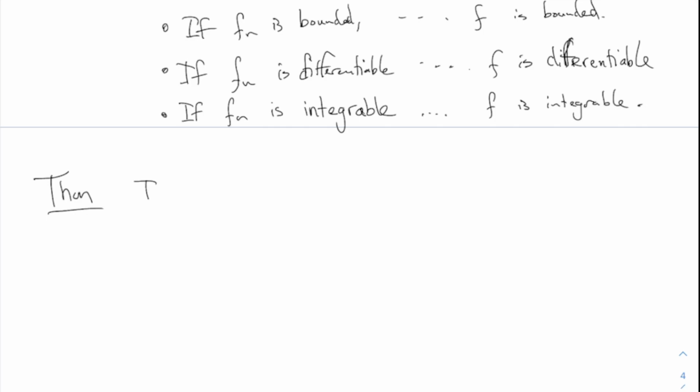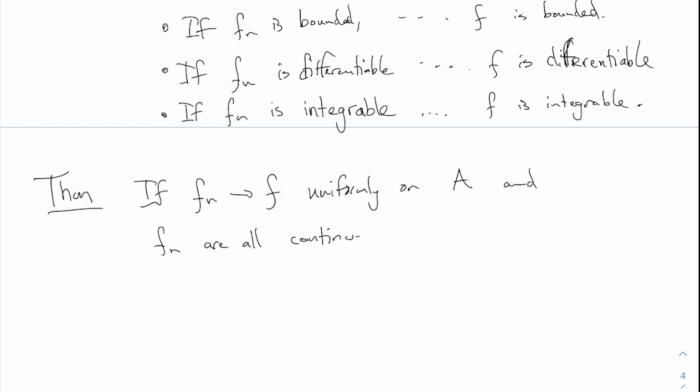So this says if Fn converges to F uniformly on some domain A, and the Fn are all continuous on A, then F is continuous on A. This is not true for pointwise convergence. We had an example e to the nx, where those are each continuous individually, but they converge to something which is discontinuous.